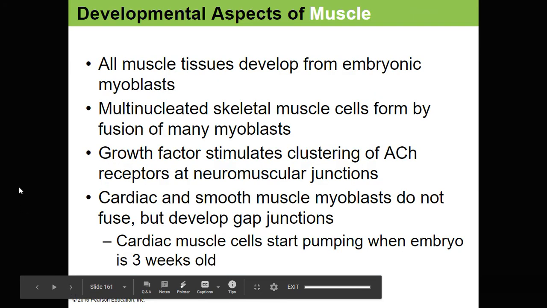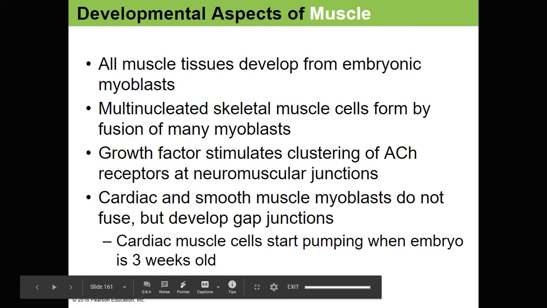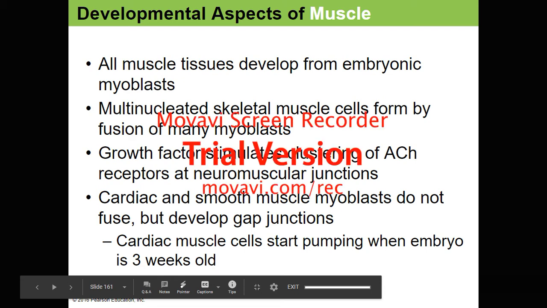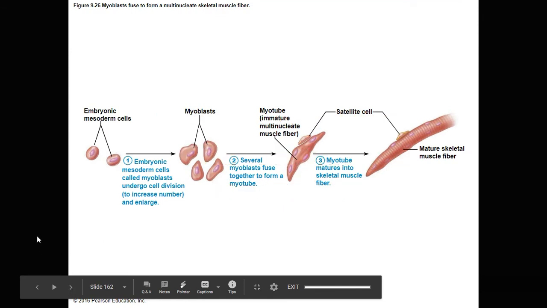All right, so just the developmental aspect of muscles. All muscle tissue develops from embryonic myoblasts. Multinucleated skeletal muscle cells are formed by fusion of many myoblasts. Growth factor stimulates clusters of acetylcholine receptors at neuromuscular junctions. Cardiac and smooth muscle myoblasts do not fuse but develop gap junctions. Cardiac muscles start pumping when the embryo is 3 weeks old. So this is showing you the myoblasts fuse to form a multinucleated skeletal muscle fiber.